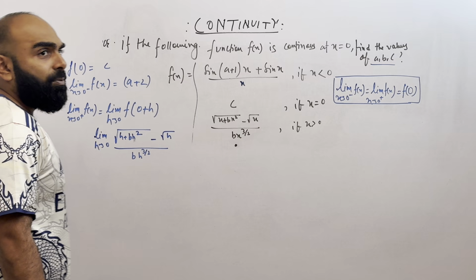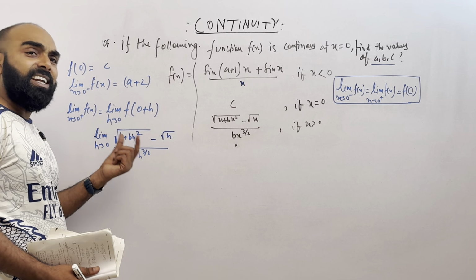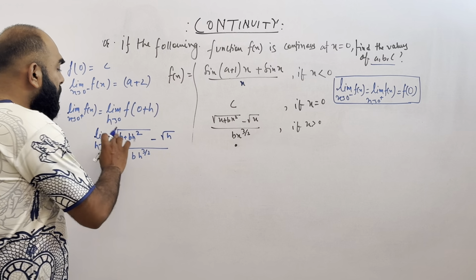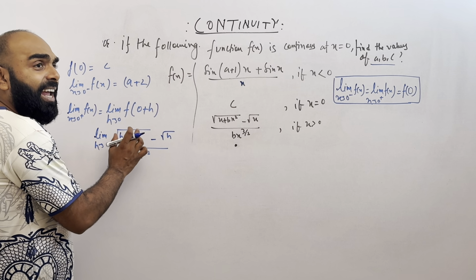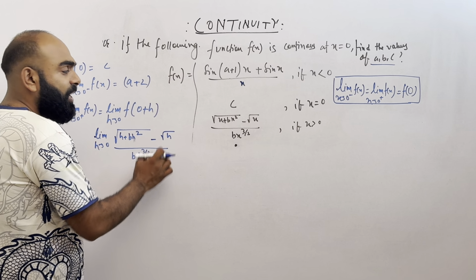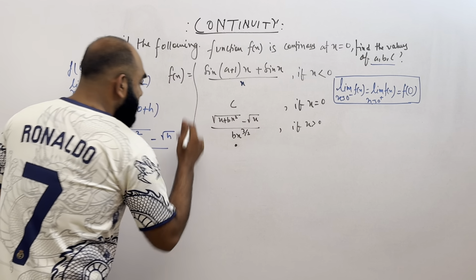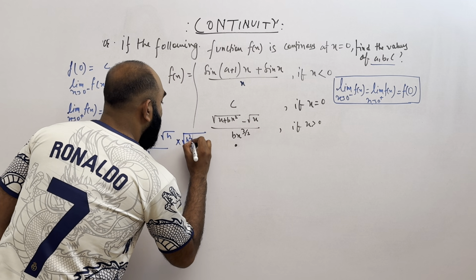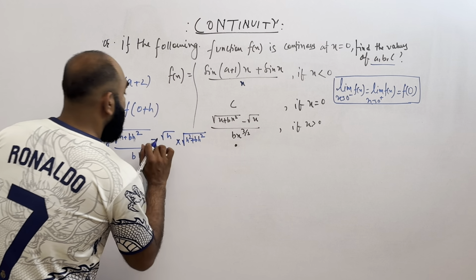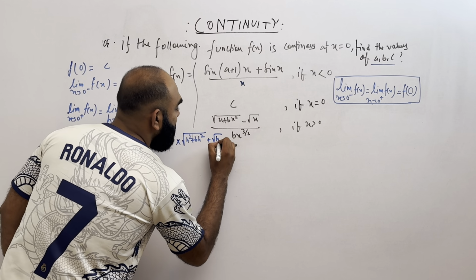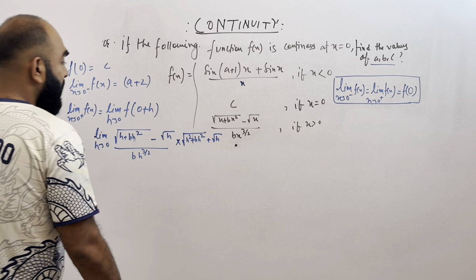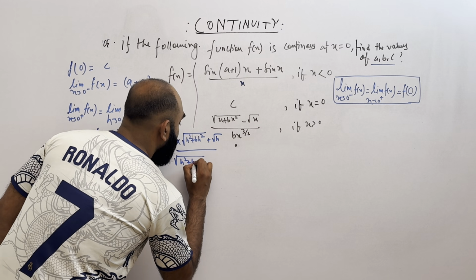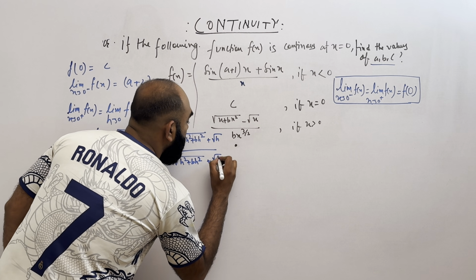Sir, from where will I rationalize? Where the root is there, sir, in the numerator. So rationalize from the numerator. This term root over h plus bh square will become a, and this is my b. So you have to multiply with root over h plus bh square, here minus is there, so plus root h, divided by the same thing, root under h plus bh square plus root h.